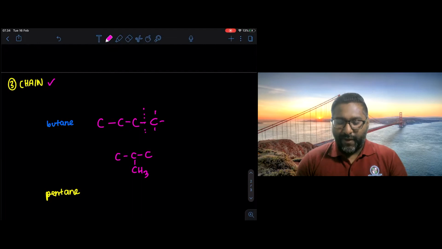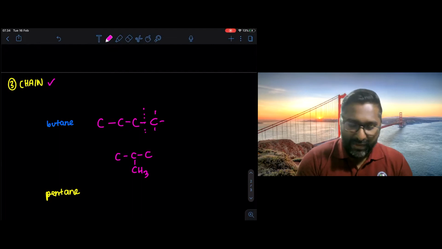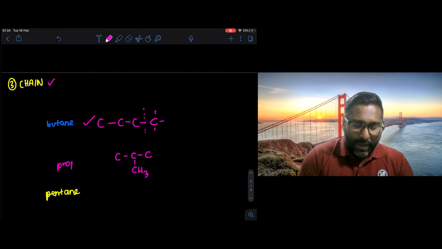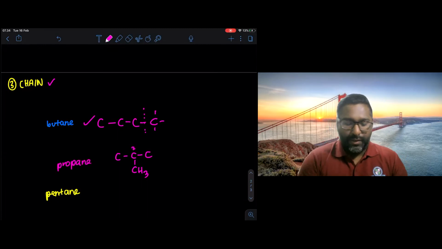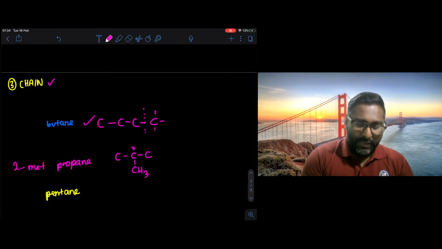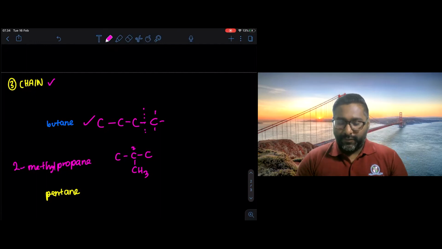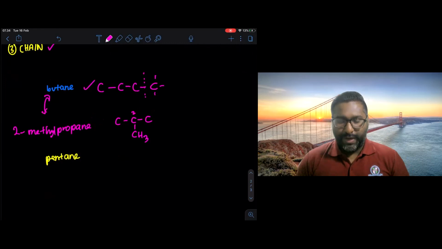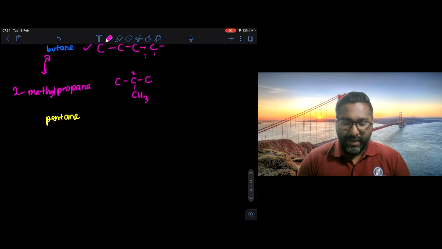So in this case, if I want to name this, it is again like butane, but this is a different molecule, having the same molecular formula, but the name is different now. The longest carbon chain is 3, so it's a propane. And at position number 2, you have methyl. You can choose to ignore the 2, but here I'll just put 2-methyl propane. And these 2 are chain isomers. So chain means we break and put it somewhere in the middle. So this is branching.